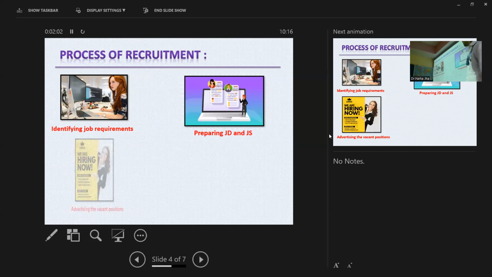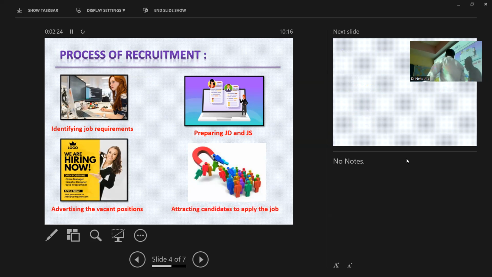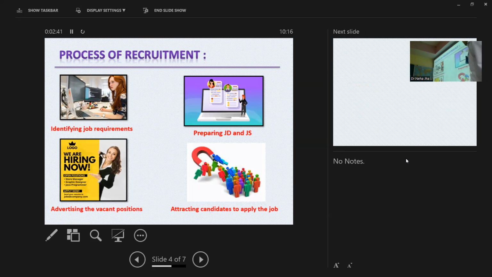And third is advertising the vacant positions. After preparing the JD and JS, we advertise the job that we are hiring for. And last, attracting candidates to apply for the job. It means that we can call the candidates to join our organization to fill the position.